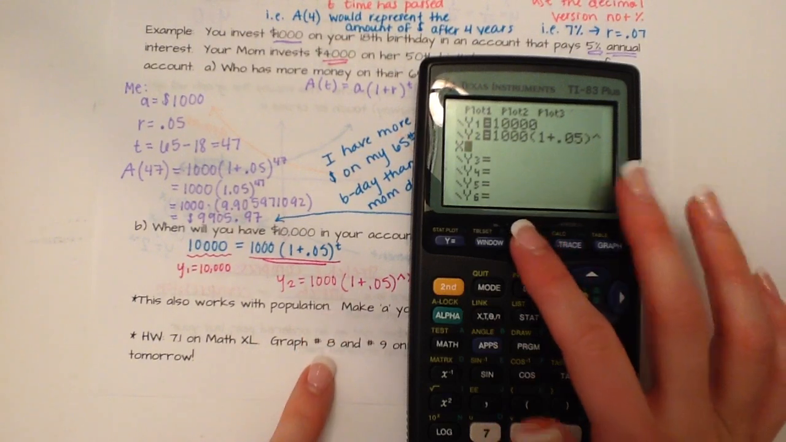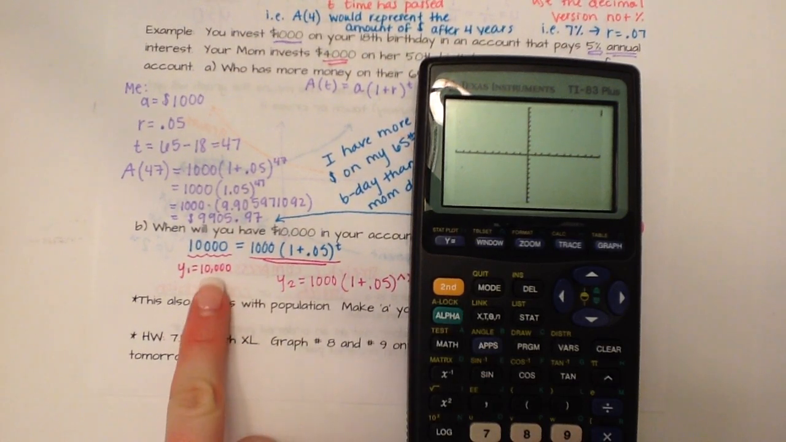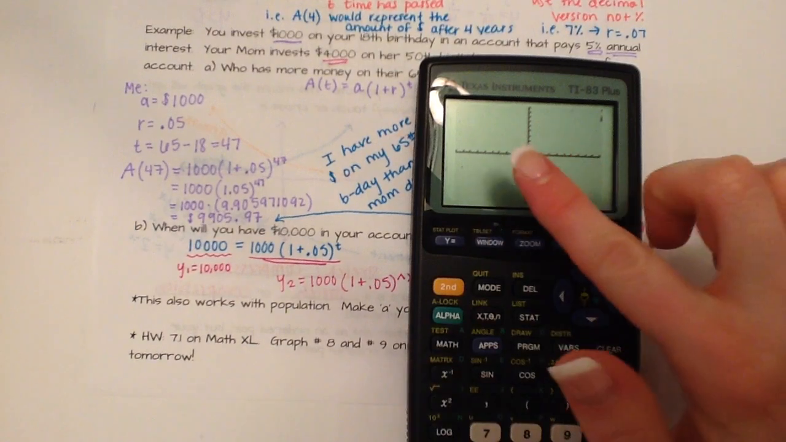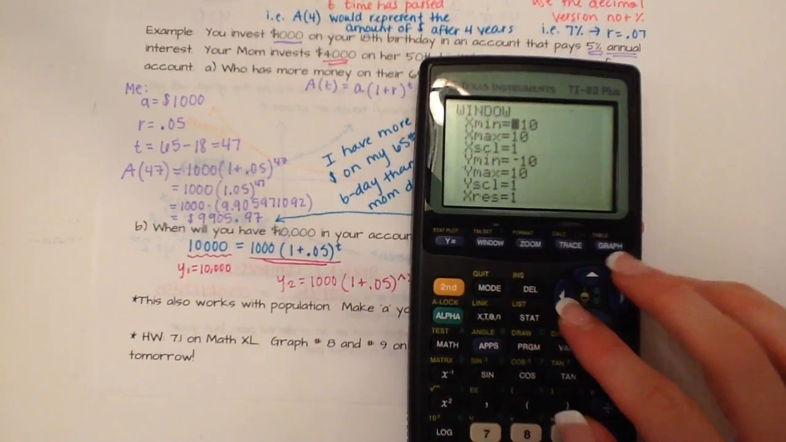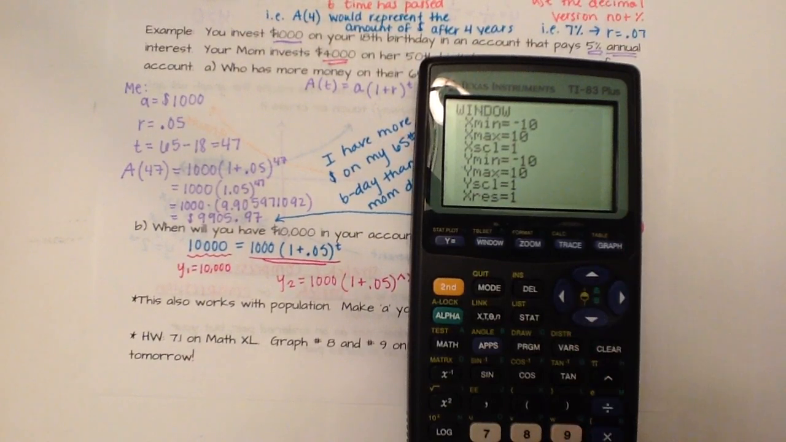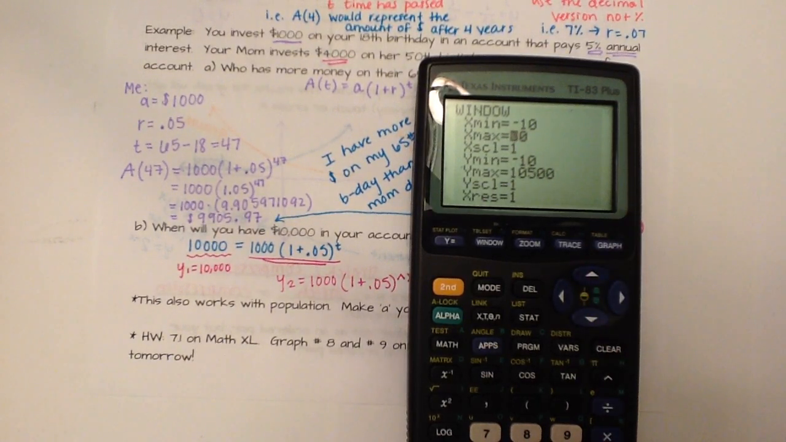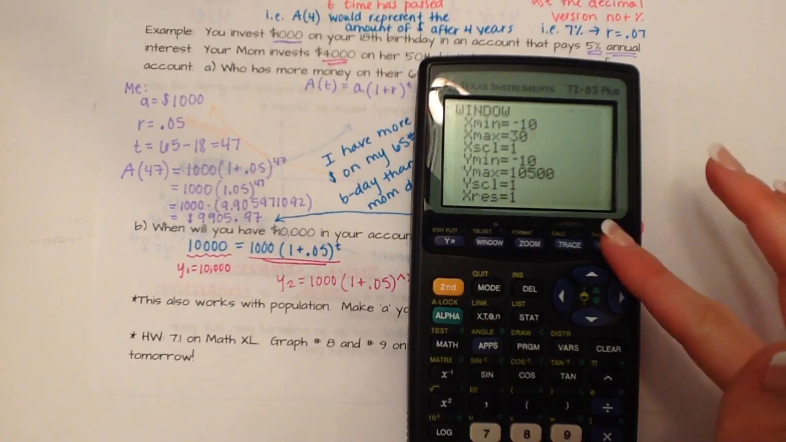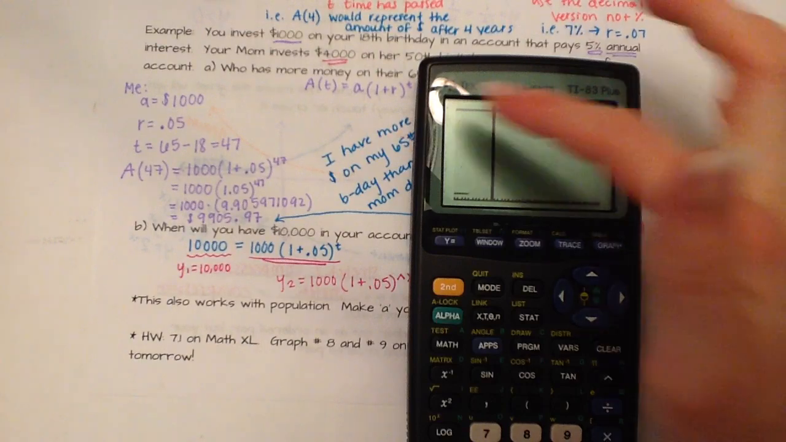And we can hit zoom 6, and we're going to have to adjust our window a bit. We're not going to be able to see it right away. Because if we have a line at 10,000, that's going to tell me that we have a horizontal line way up here at 10,000. So let's go to our window. Let's change our Y max to about 10,500. And let's extend our X max out a bit so we can see. Let's do 30 and hit graph. So there's our line at 10,000.